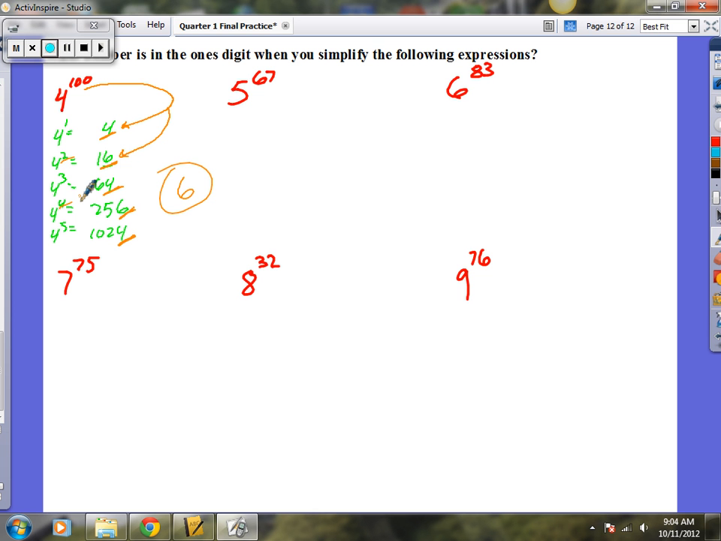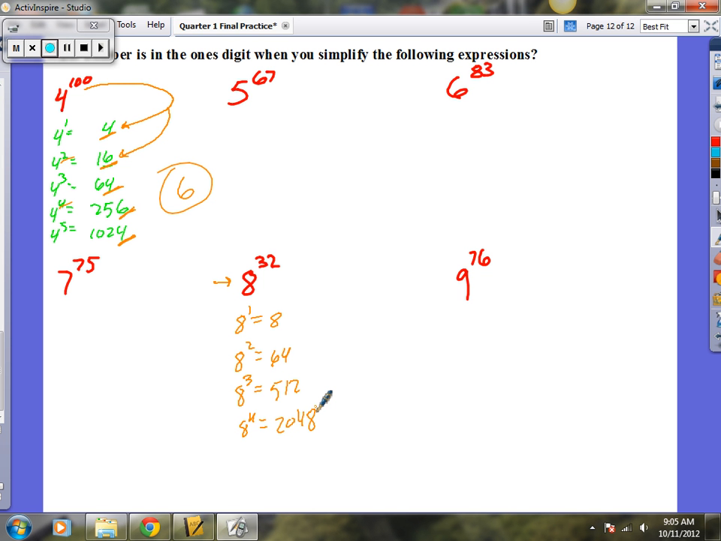Let's maybe do one more. Let's do this one right here: 8 to the 32nd. That's going to be a little different. Okay, same thing, let's find the pattern. 8 to the 1 is 8. 8 squared is 64. 8 cubed is 512. No pattern yet. 8 to the 4th is 2040. Let's see, did I mess up somewhere? 2048.